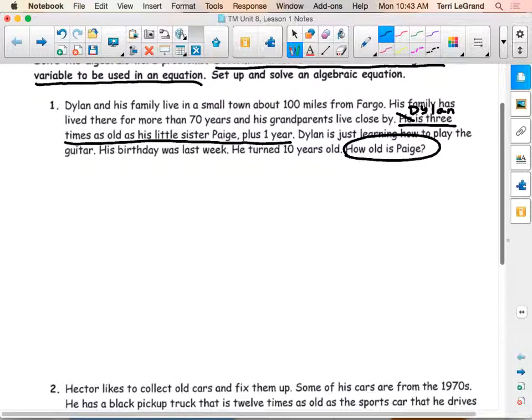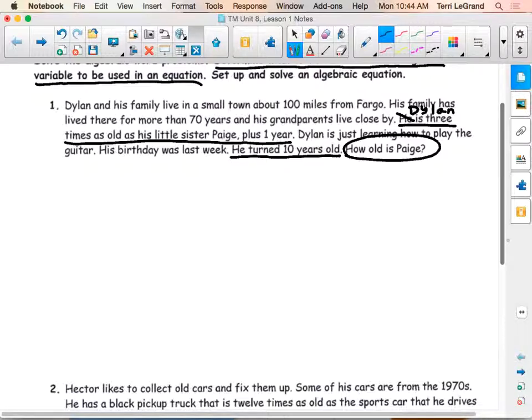Okay, is there anything else in there that you think looks like it might be useful? Ikea? He turned 10 years old. Okay, that seems like an important piece also, doesn't it? Because it seems like Dylan is involved with his sister's age somehow, and if we know his age but we don't know her age, maybe there's a way we're going to be able to find her age.